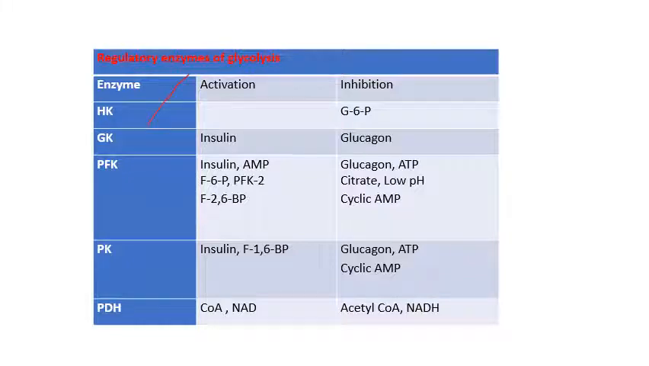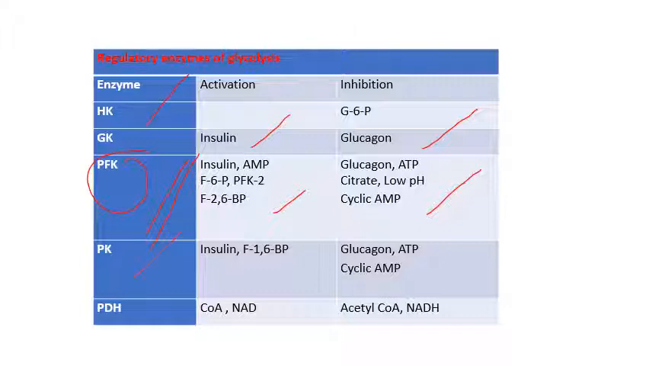Hexokinase enzyme is usually inhibited by glucose 6-phosphate itself. Then glucokinase enzyme is activated by insulin, inhibited by glucagon. Phosphofructokinase, which is the rate limiting enzyme of glycolysis, is activated by several factors like insulin, AMP, fructose 6-phosphate, phosphofructokinase 2, and fructose 2,6-bisphosphate, and is inhibited by glucagon, ATP, citrate, low pH, cyclic AMP, etc. So the phosphofructokinase enzyme is regulated by allosteric modification.